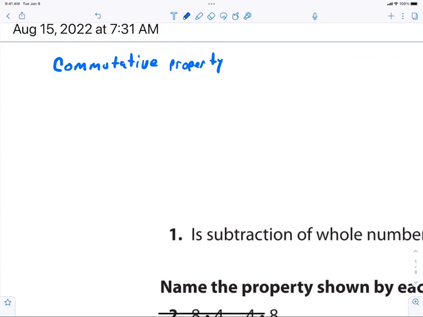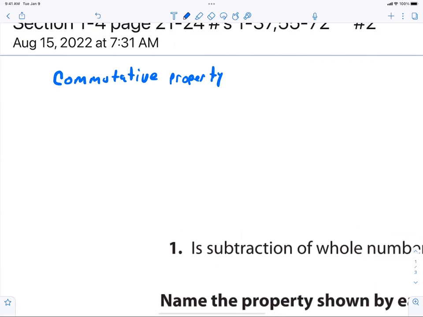The commutative property says basically it doesn't matter the order in which you add, the answer will be the same. What does that mean? 3 plus 4 is equal to 4 plus 3. That is the commutative property. It works with addition. It also works with multiplication. So I could say 3 times 4 equals 4 times 3. Is division commutative? Definitely not, because 4 divided by 2 is not the same as 2 divided by 4. That was a very good question.